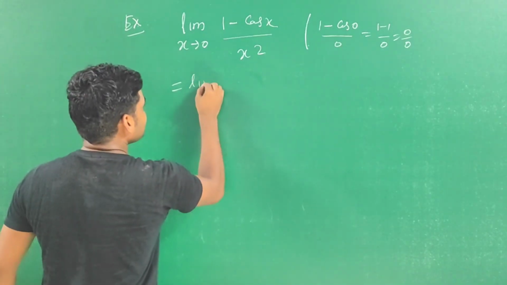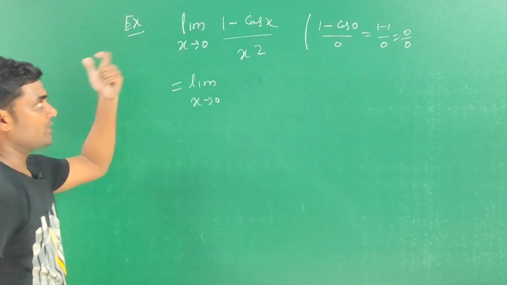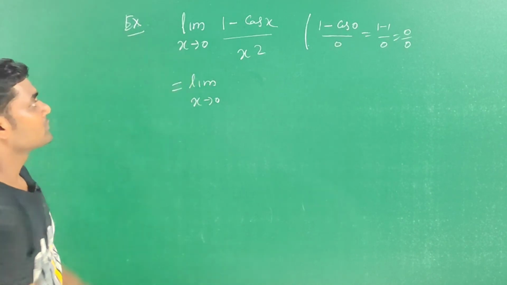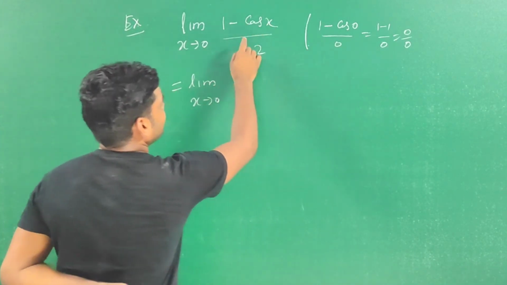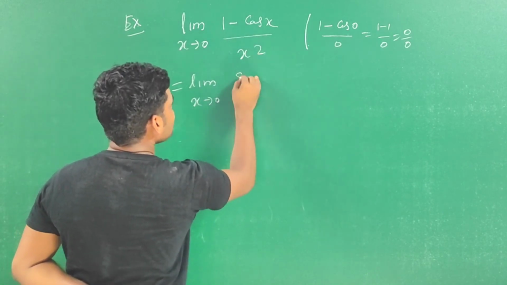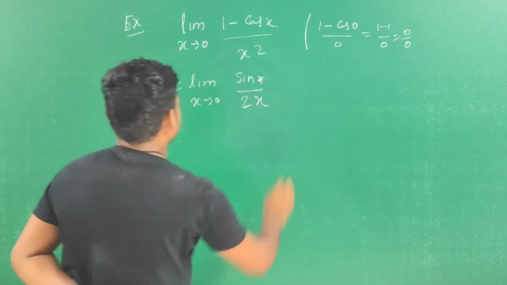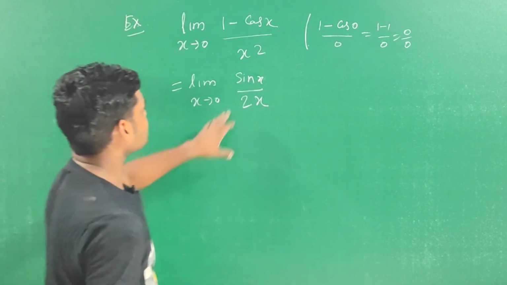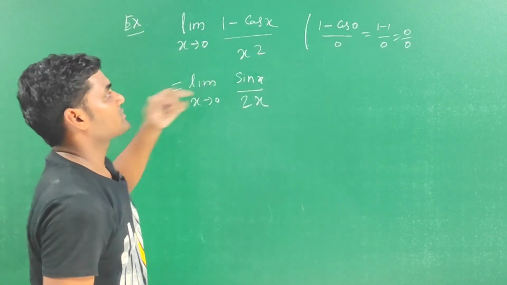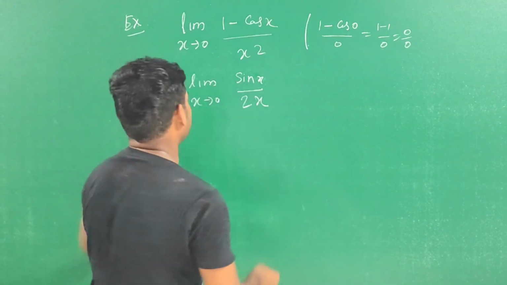L'Hospital rule says that we can differentiate the numerator and denominator. So what will we get if we differentiate with respect to x? We get sin x divided by 2x. The differentiation of 1 is 0, and the differentiation of cos x is minus sin x, so it becomes positive sin x by 2x.